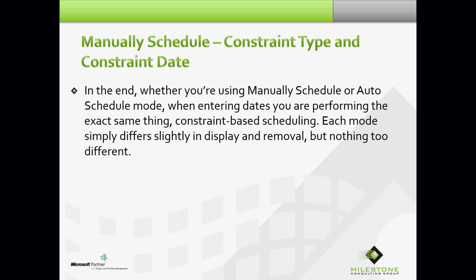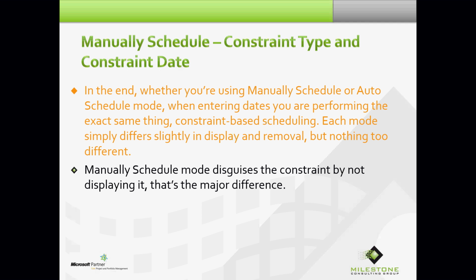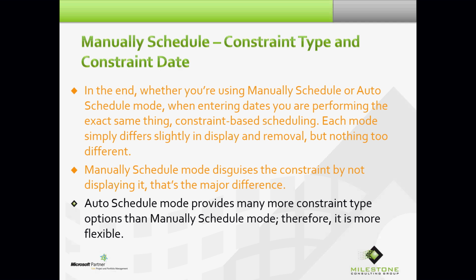In the end, whether you're using manually scheduled or auto-scheduled mode, when entering dates, you are performing the exact same thing, constraint-based scheduling. Each mode simply differs slightly in display and removal, but nothing too different. Okay? Manually scheduled mode disguises the constraint by not displaying it. That's the major difference. Auto-scheduled mode provides many more constraint-type options than manually scheduled mode. Therefore, I would say it's more flexible.